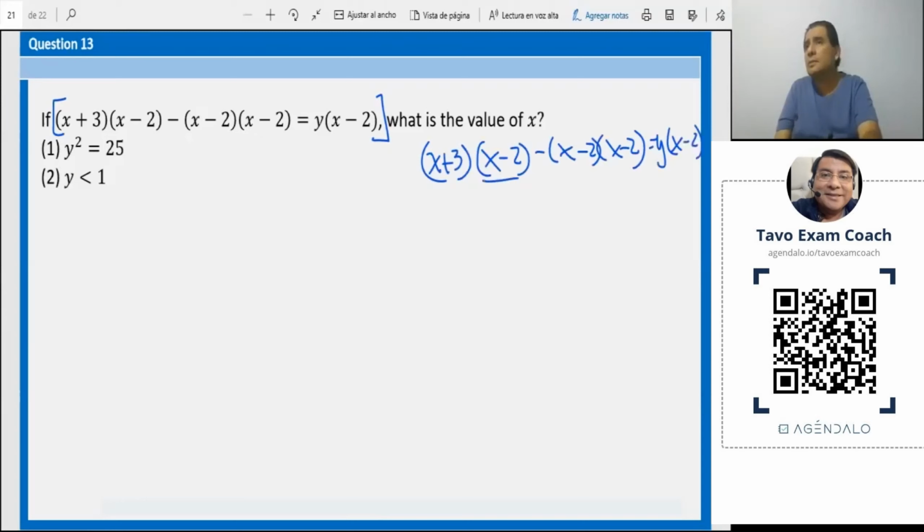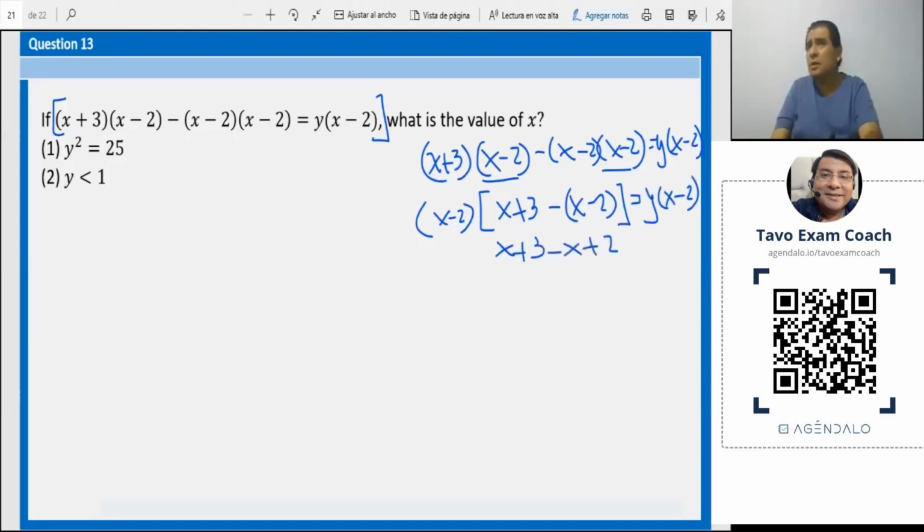Okay, you can see that this is a factor repeating, so we can factor this. Most people would do something interesting here. They would just cancel this factor, x − 2 with x − 2. And here they would clear: x + 3 − x + 2, you clear the x's, you get just 5(x − 2) = y(x − 2). But notice that if you cancel this, you just get an equation with y.